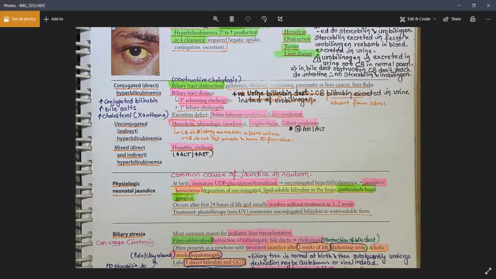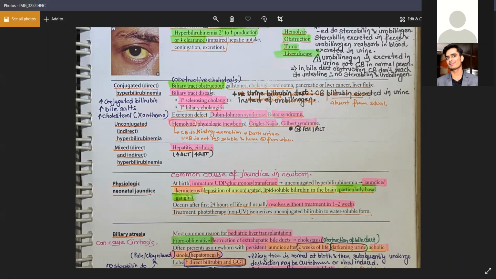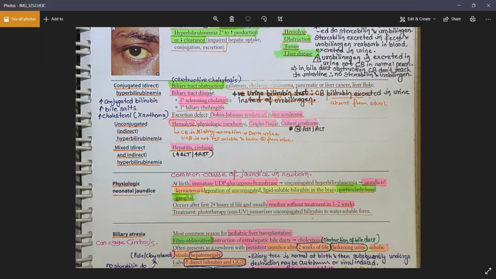The second one includes biliary tract diseases. In case of biliary tract disease, you will have an absolutely normal liver, right? But the biliary tracts are being damaged, and as a result, all of the bilirubin will be leaked out of the liver and will enter the blood circulation, right? So the causes include primary sclerosing cholangitis, and the second is primary biliary cholangitis.